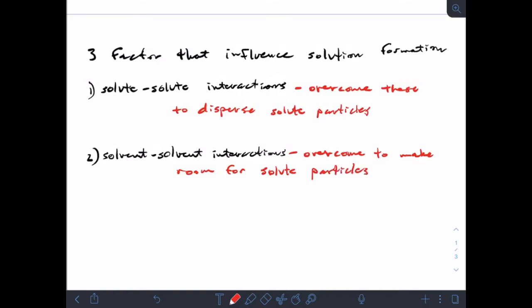So our third factor, and you may have guessed what it might be, is the solute-solvent interactions. What these are is what happens at the time of mixing.